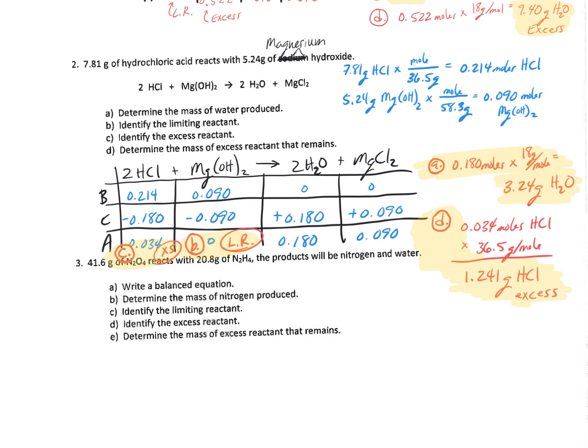there were a lot of questions that could be asked about number 2, but all they really were asking for was, what is the limiting reactant? How much water can we make? And what is the excess of HCl that's going to be made? All right, so always be careful.